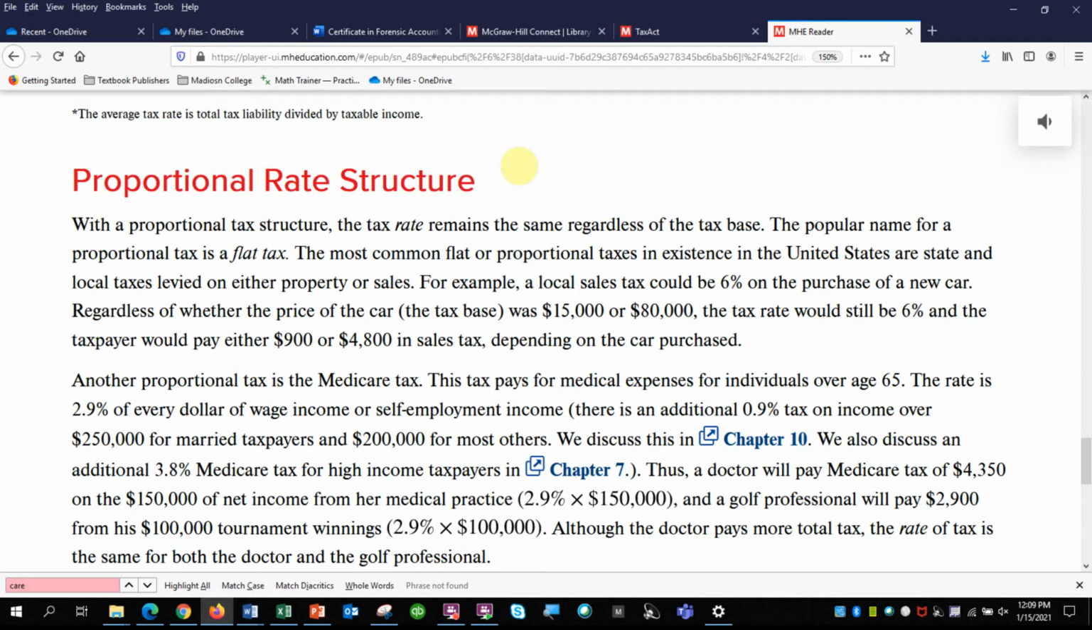Now, if we're working, we don't have a choice. This is not discretionary. So is the Medicare tax fair? Since if we're working, generally we have to pay this tax. We don't have a choice. This is an employment tax.